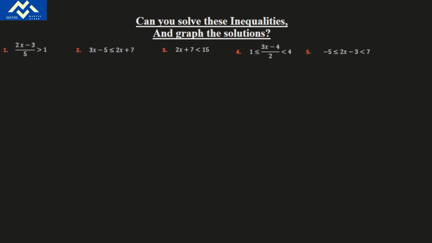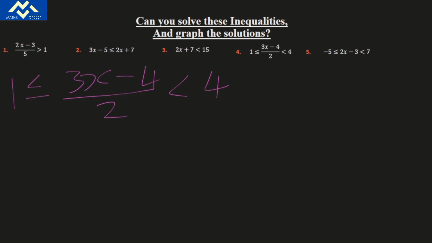Example 4. 1 less than or equal to 3x minus 4, all over 2, less than 4. This is called a compound inequality because it has two inequality signs. Many students get confused when they see a question like this. But don't worry. Just follow the same process one step at a time.